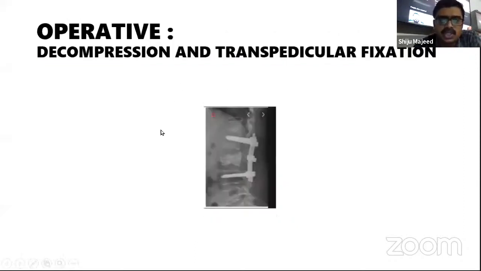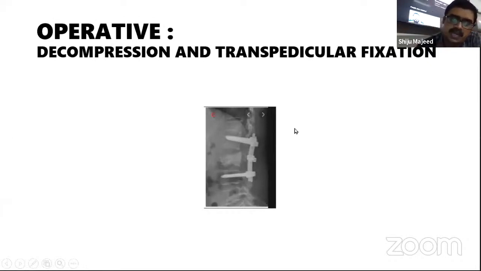Now, if the patient is more serious, or has more neurological injury, or if the burst fracture is severe, you have to decompress the fracture and support it by giving transpedicular fixation. These are particular screws that go through the pedicles into the vertebra, and the height of the fractured vertebra is restored.